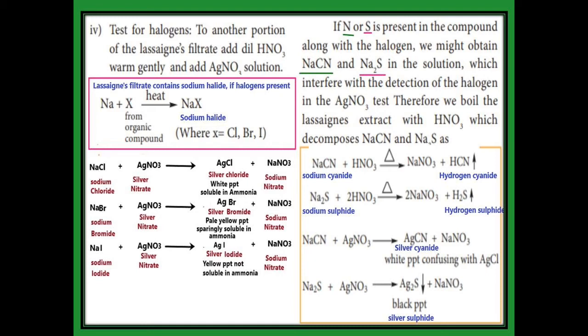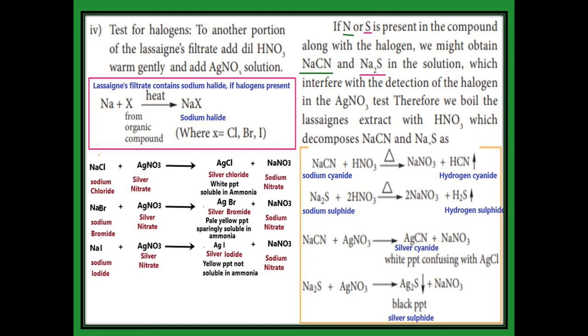Sodium cyanide reacts with silver nitrate to give silver cyanide along with sodium nitrate. The silver cyanide is a white precipitate. The silver chloride precipitate is also white, so it can be confused with the silver cyanide precipitate. Both are white, so how can we find out whether the compound contains chlorine or nitrogen?